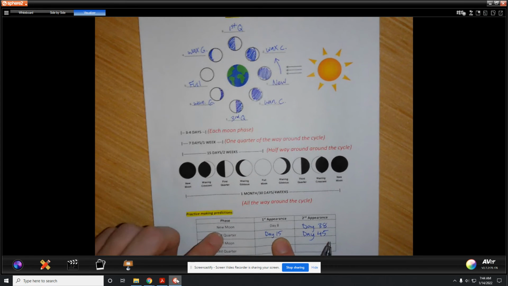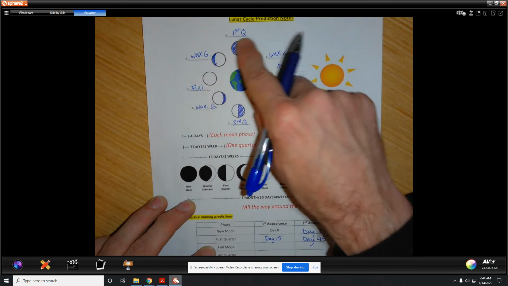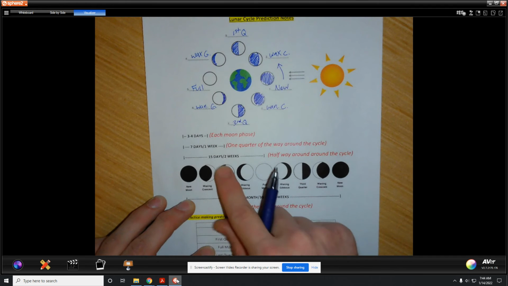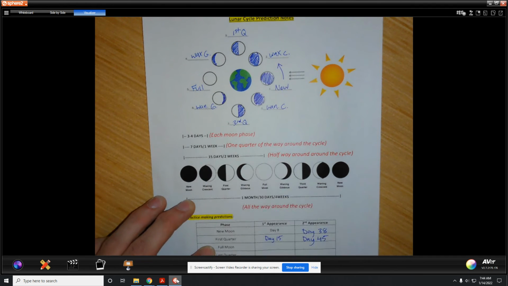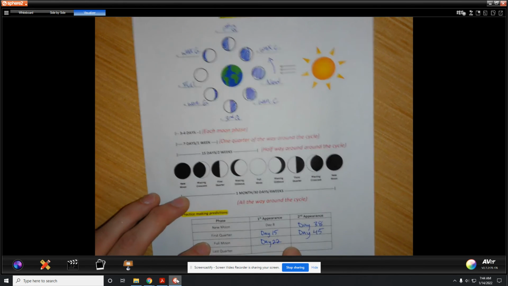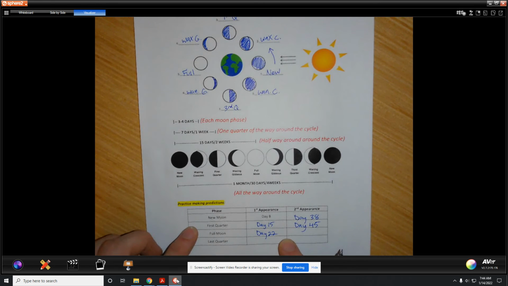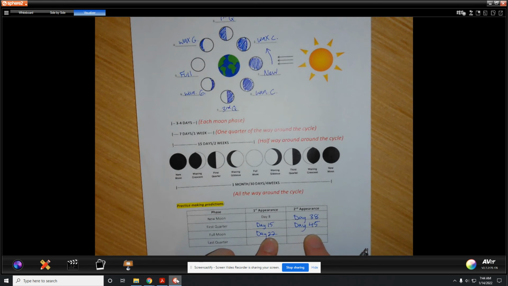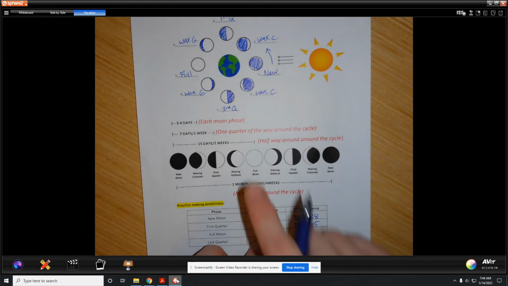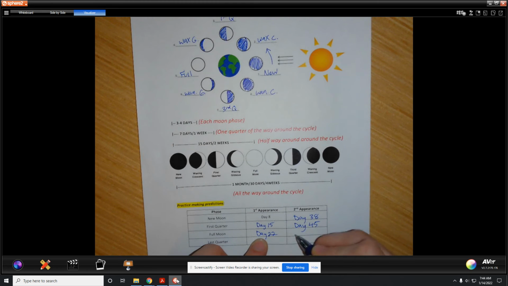So then from first quarter to full moon is going to be 1/4 of the cycle. That's worth about 7 days. So we add 7 days to this and we end up with day 22. And it could have been like day 23. One day here or there is not going to make or break you. So then what is the next appearance of that full moon? Well, if the first one was on day 22, the next one is going to be one whole full turn of the cycle, which is about 30 days. So we would say this is day 52.